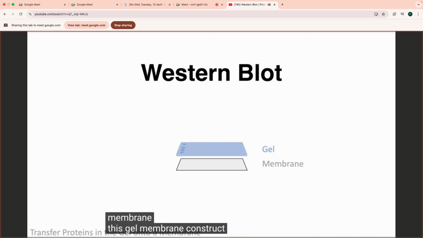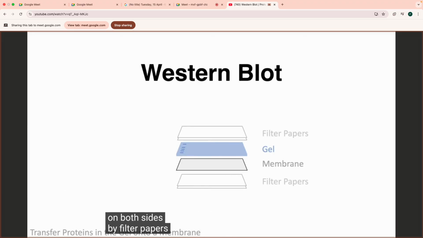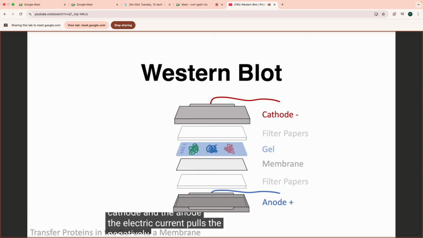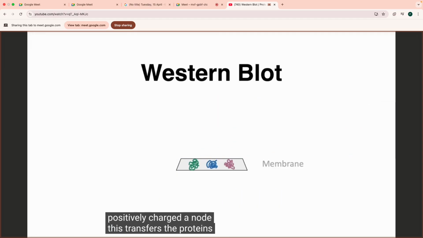This gel membrane construct is flanked on both sides by filter papers. All parts here are soaked in buffer to facilitate the electricity transmission later. Finally, everything is fixed between the cathode and the anode. The electric current pulls the negatively charged proteins, which are located in the gel, to the positively charged anode. This transfers the proteins onto the membrane.